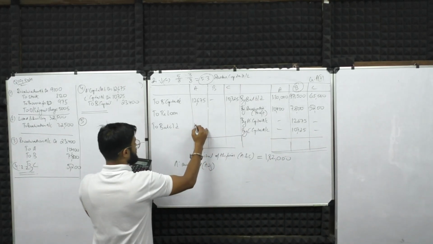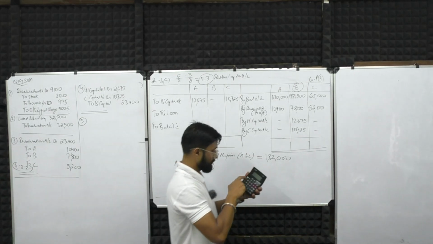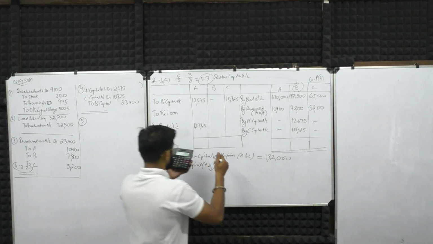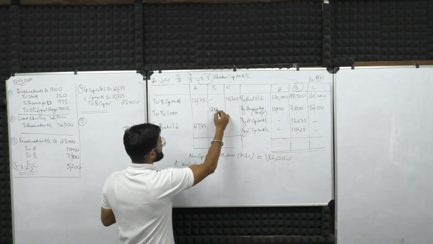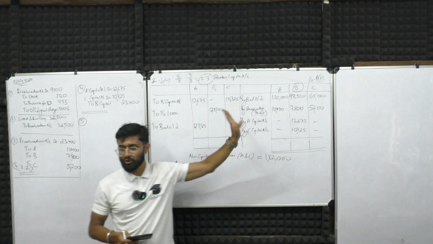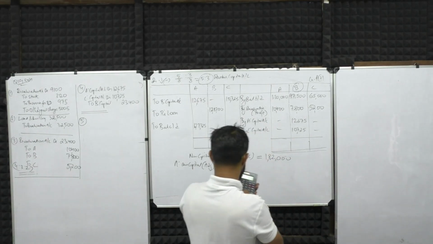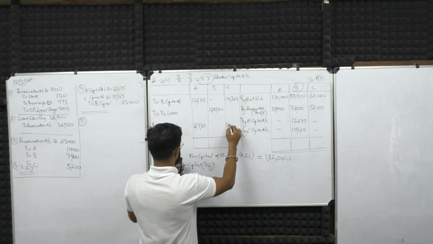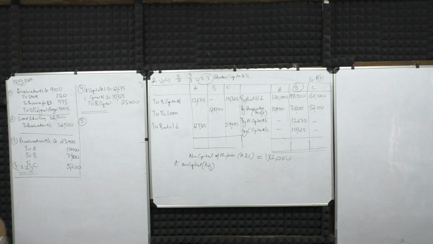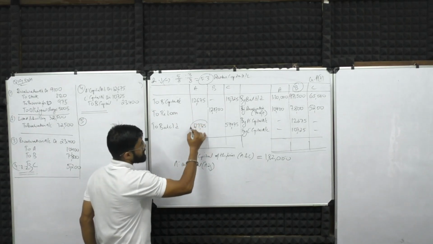Balance of A is 127725 and B is 128700. Let's see: 65,000 plus 5200 minus 107,252 is 59,475. This is their actual closing balance.